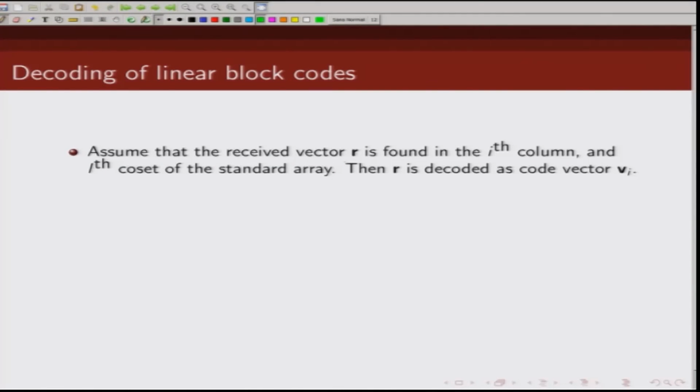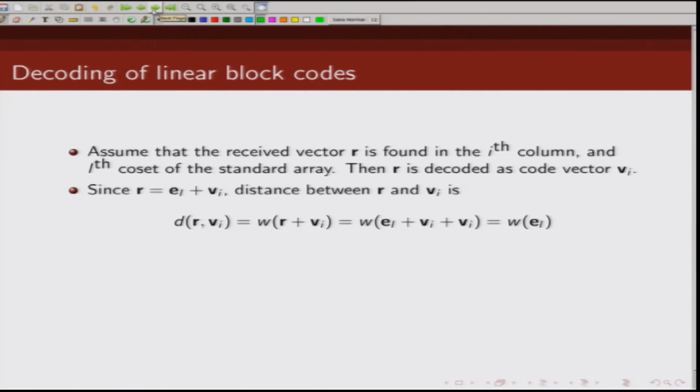Suppose our received vector is found in the ith column and lth coset of the standard array. In that case, because our received vector R is in the ith column, we are going to decode it as Vi. Now, our received vector is in the ith column and lth coset, so the error pattern is El. So, our received sequence is our transmitted code word plus the error pattern.